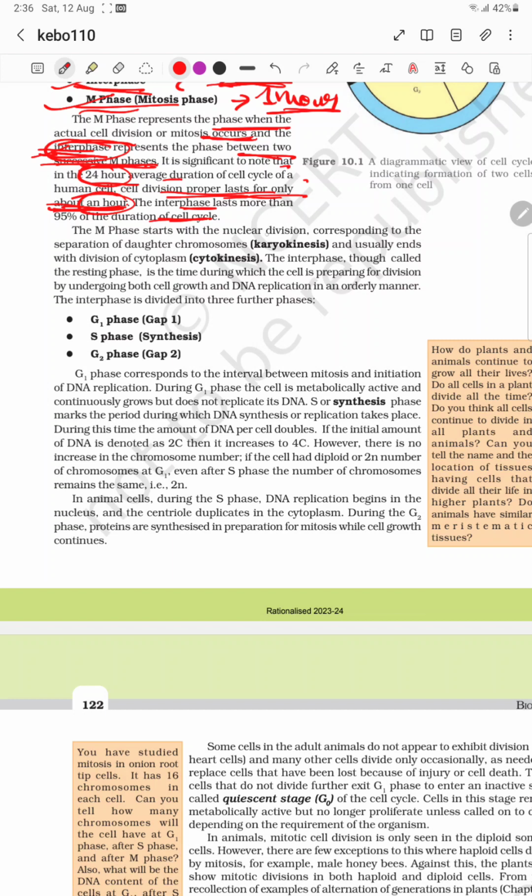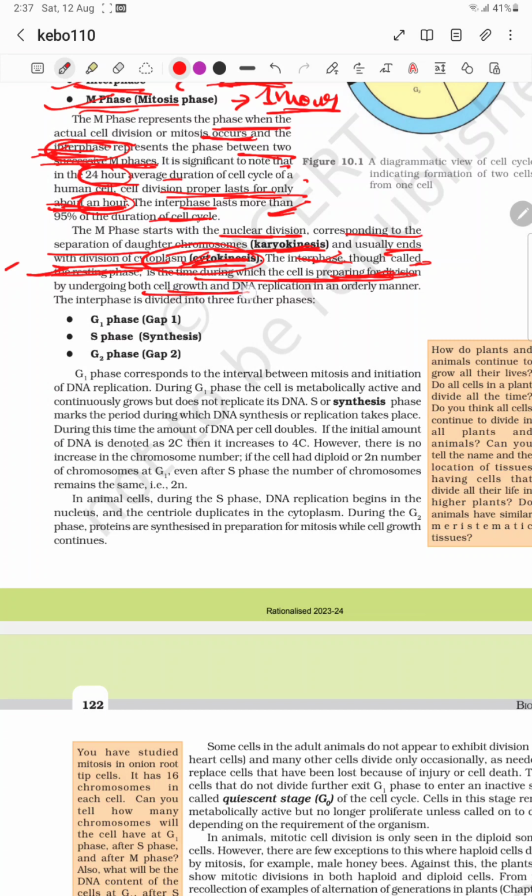The M phase starts with nuclear division corresponding to the separation of daughter chromosome, karyokinesis, and usually ends with the division of cytoplasm. So it starts with nuclear division and it ends with cytoplasmic division. The interphase is called the resting phase. Why is it called the resting phase? Because in this no division is occurring. It is the time during which the cell is preparing for division, but no division is actually occurring in interphase. So that is why it is called resting phase.